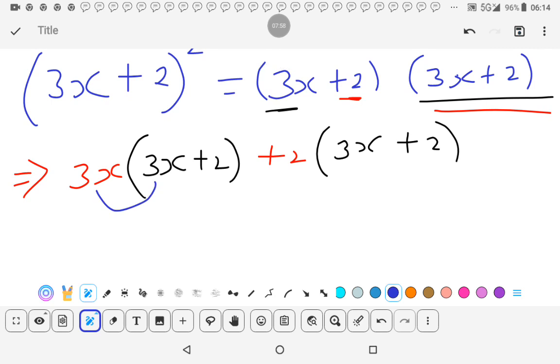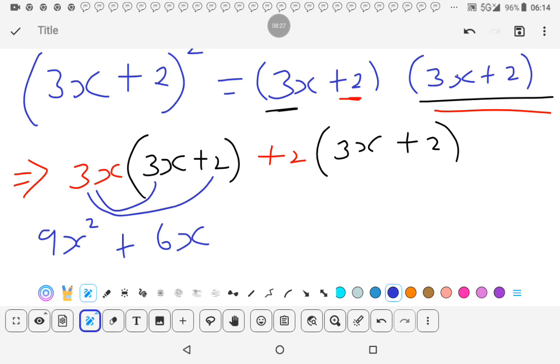So 3 times 3x, 3x times 3x. If you multiply it, 3 times 3 will give you 9, x times x will give you x squared. Then plus again 3x times 2. If you multiply 3x times 2, it will give you 6x. So you're done with your first expansion.